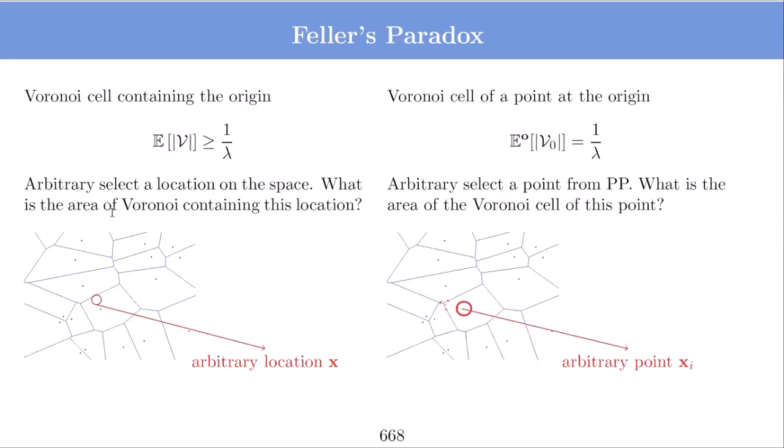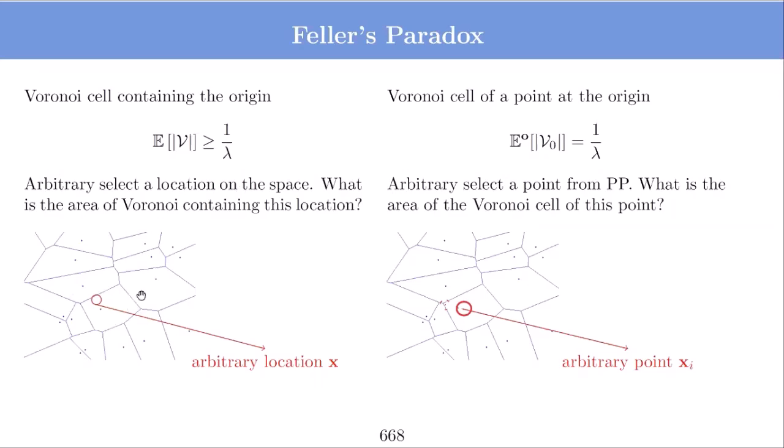The second way is we arbitrarily select one location. Suppose this is the location we selected. Then we ask, what is the Voronoi cell that contains this location? Tell me the size of that Voronoi cell. This will be the tagged cell. Suppose this is the origin or any point, then the cell to which this belongs is known as the tagged cell. And here I'm asking for the size of the tagged cell.